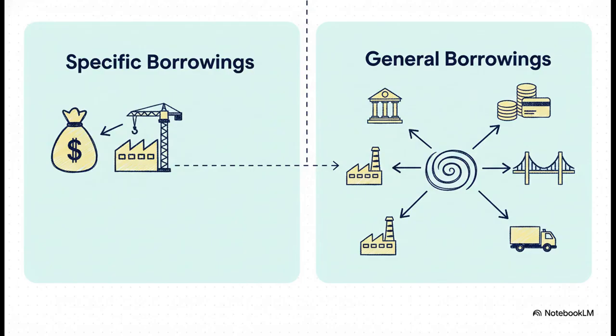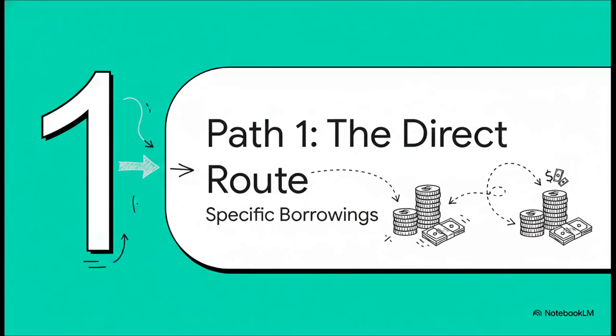On one side, you have specific borrowings. Think of this as a loan tied directly to a single asset. And on the other side, general borrowings, which is like drawing from a big, mixed pool of funds. Let's start with the more straightforward route, shall we? All right, let's dive into path 1, the direct route. This is our game plan for handling specific borrowings.